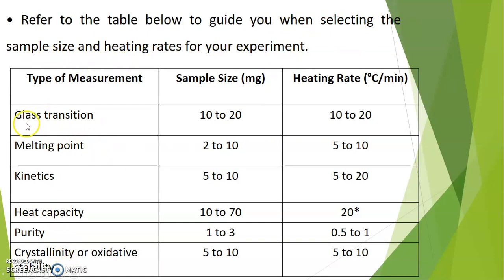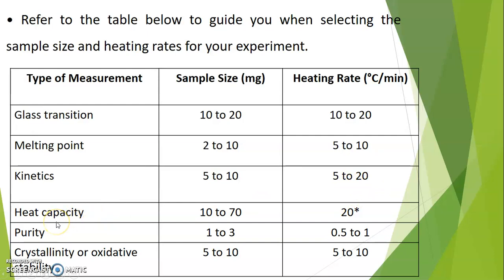So for each property, different sample sizes are mentioned. For the glass transition, we require 10 to 20 mg, and the heating rate is 10 to 20 degrees Celsius per minute. If we determine the melting point, then the sample size is 2 to 10 mg and the heating rate is 5 to 10 degrees Celsius per minute. If we want to determine the kinetics of the sample, then we use 5 to 10 mg of sample and 5 to 20 degrees Celsius per minute of heating rate.